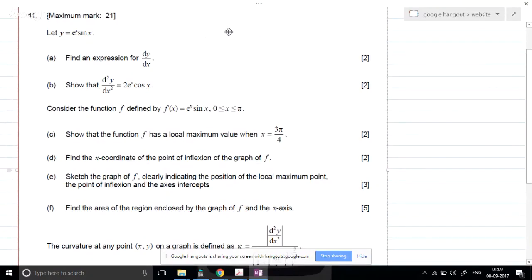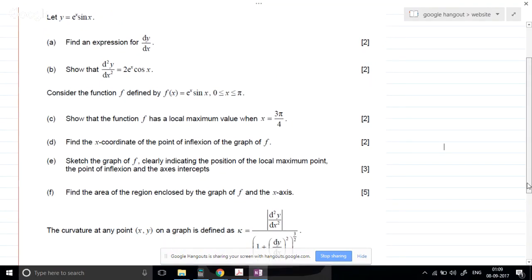Again, November 2016, a question on calculus. The question is y is equal to e to the power x sin x. Find an expression for dy by dx. Okay, so I'll take out the question again.